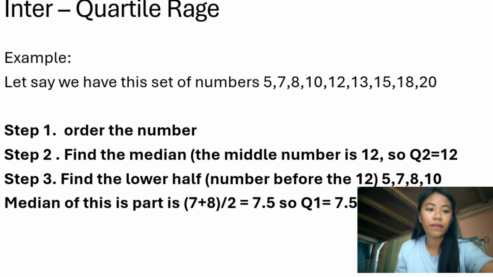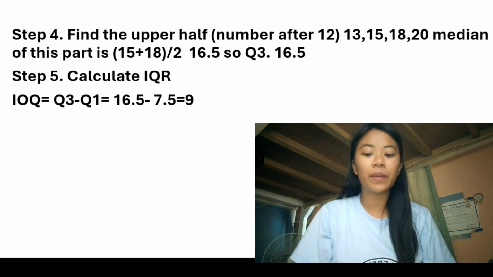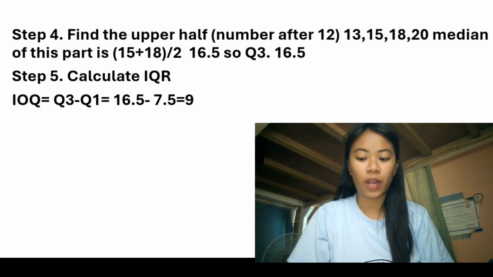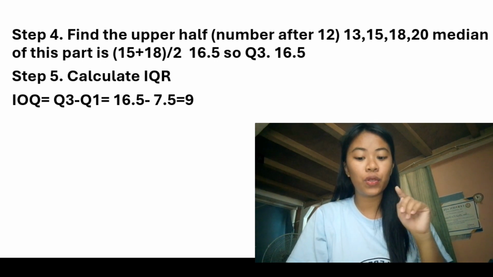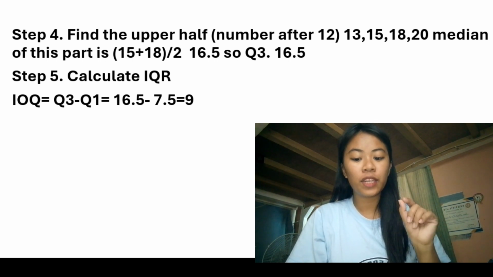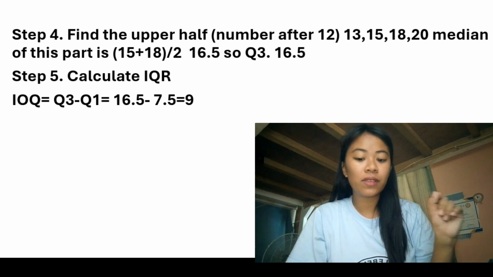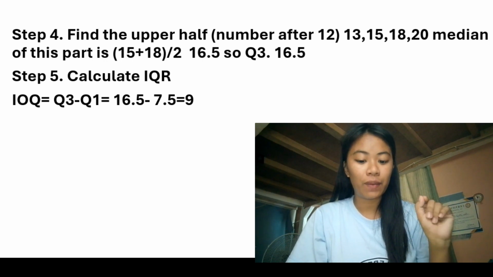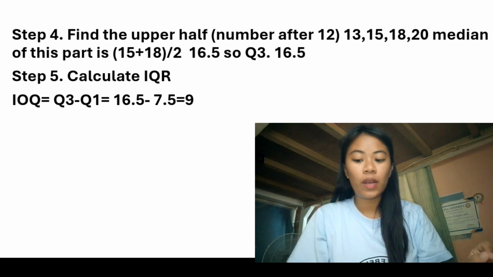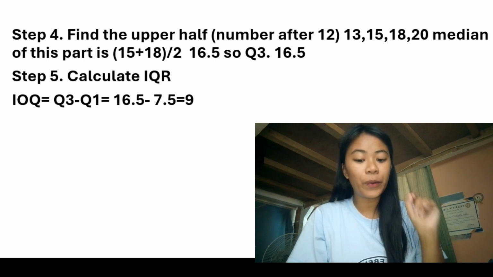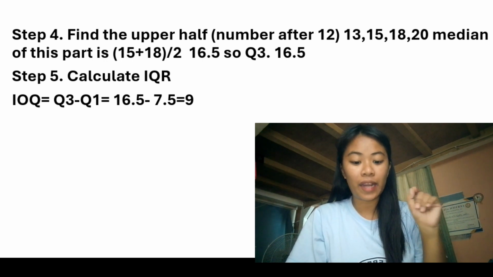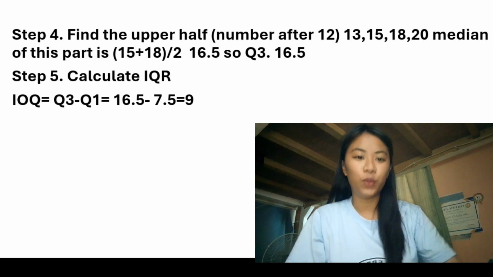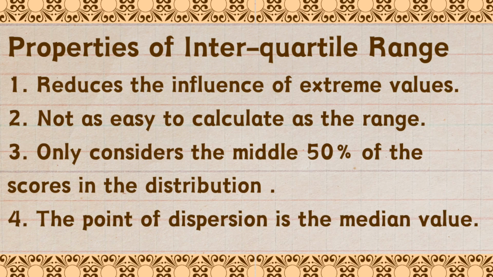16.5 siya, guys. And then, yung step 5 natin dyan is yung calculate IQR. IQR natin, which is yung Q3 natin minus Q1 equals, yung Q3 natin is 16.5, diba? Ma-minus natin siya sa 7.5 equals 9. So, the interquartile range is 9, which tells us the middle or yung 50% of the numbers are spread across 9 units.